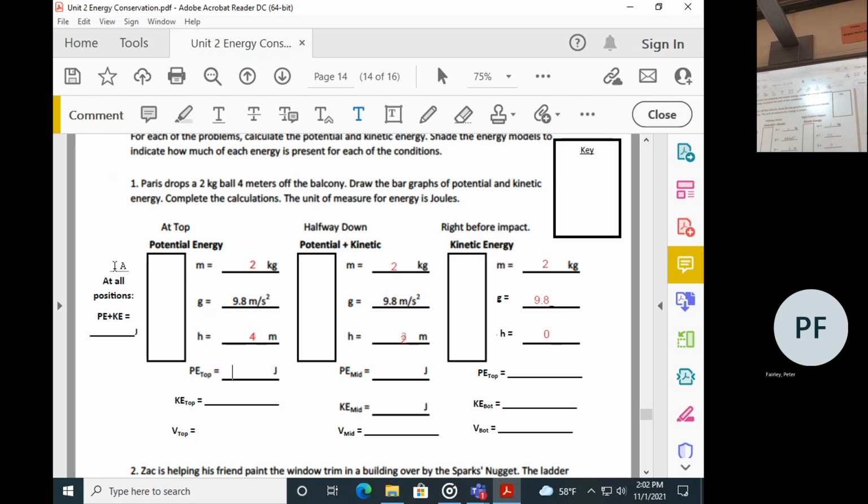Next, at the top, what's the kinetic energy? At the top, before we drop the ball, it must be 0, right? So that one should be obvious. What I want to do now, this bottom V is velocity, but that's a tricky one. So I just want to do all the PEs and KEs first, and then we'll come back to the velocities, okay? Sound good? All right. So let's go to the halfway point. How are you going to find the potential energy halfway down?